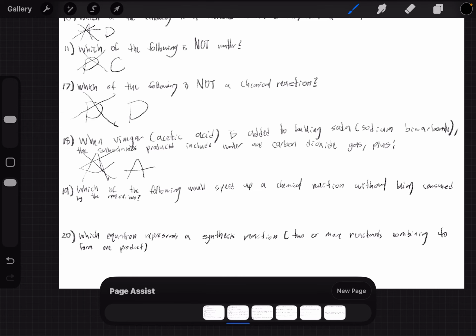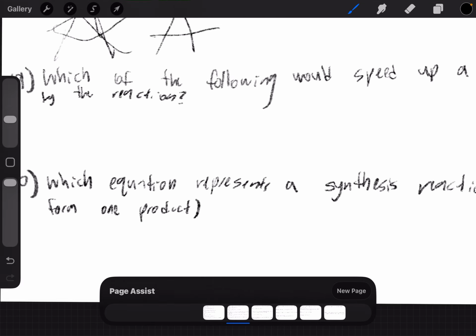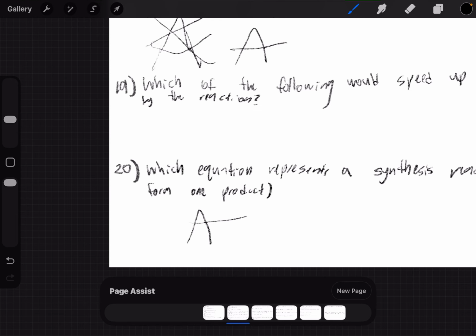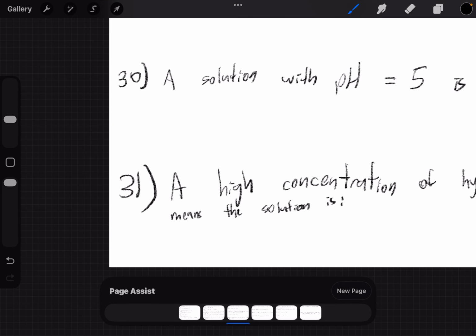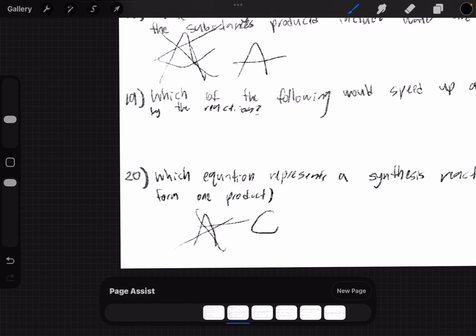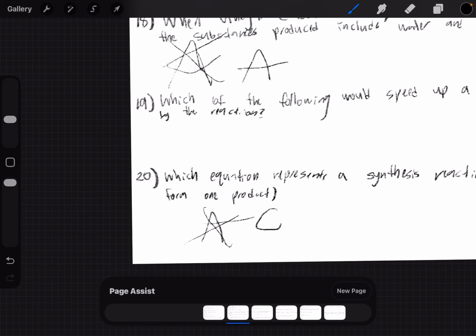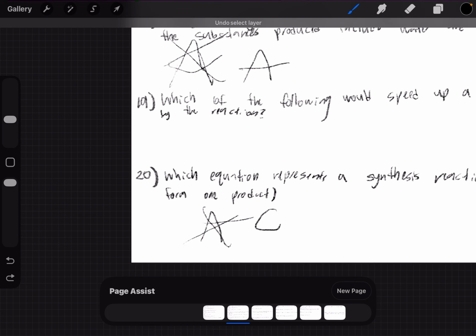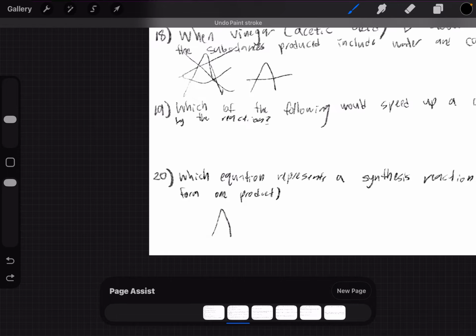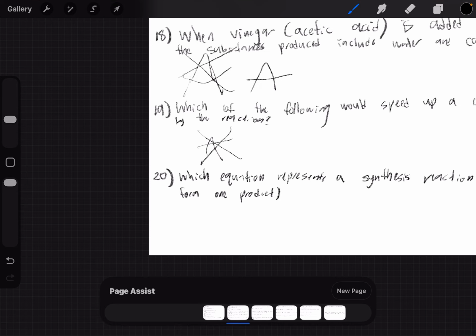19 says, which of the following would speed up a chemical reaction without being consumed by the reaction? For this, I chose A, an additional reactant, but it was actually C, which is a catalyst. Oh, sorry. I actually wrote this in the wrong place. It's wrong, and it's a catalyst. Okay.